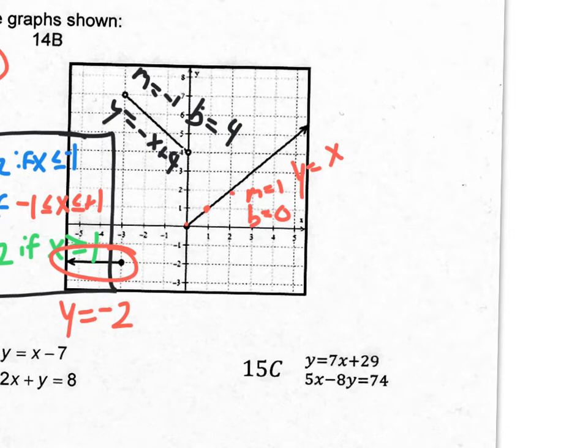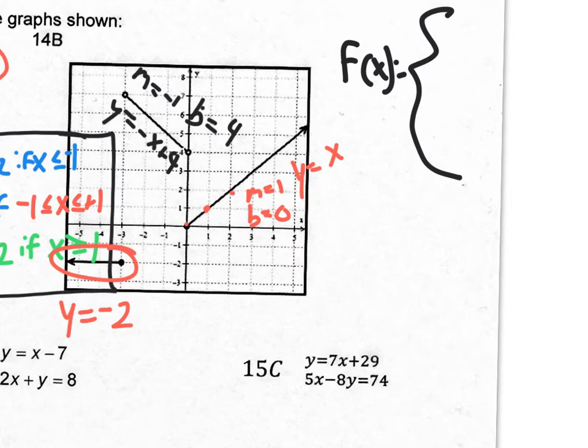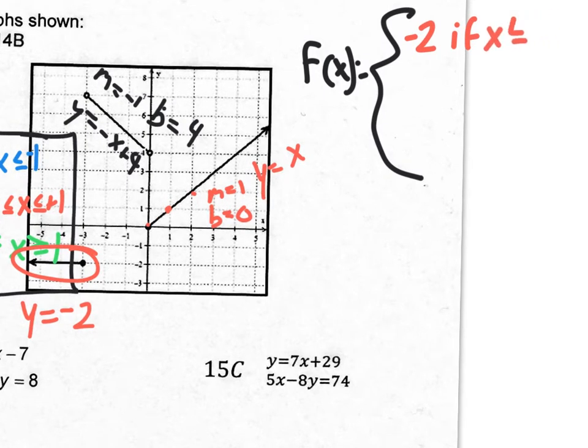So let's start by writing our answer. F of x equals, and you have this squiggly thing right here. We're going to start from left to right. So this is the equation y equals -2. So you have y equals, I want to put -2 right here. And of course you need to say if what? If x is what? Less than or equal to -3. Perfect. If x less than or equal to, running out of space here, -3.